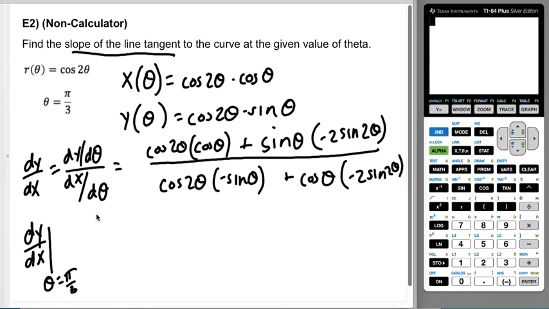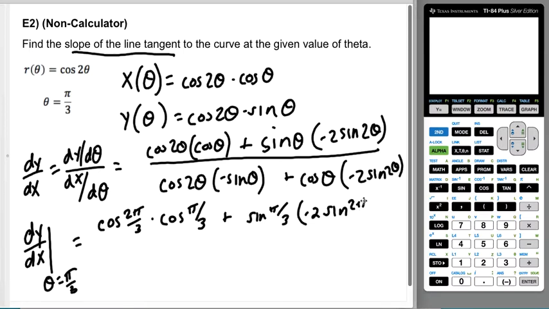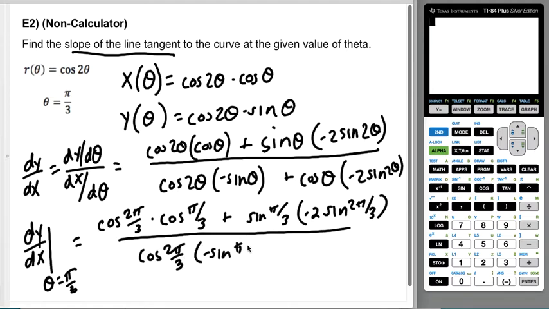All right, so I'm going to get that this is cosine of 2 pi over 3, right? Cosine of pi over 3, and a sine of pi over 3 times a negative 2 sine of 2 pi over 3. We'll deal with all those in a sec. On the bottom, I have a cosine of 2 pi over 3 times a negative sine of pi over 3 plus a cosine of pi over 3 times a negative 2 sine of 2 pi over 3.